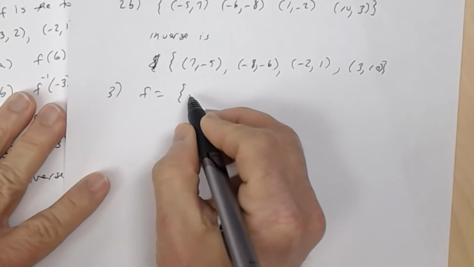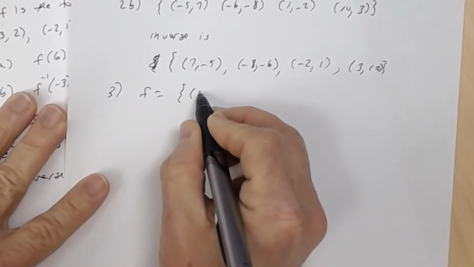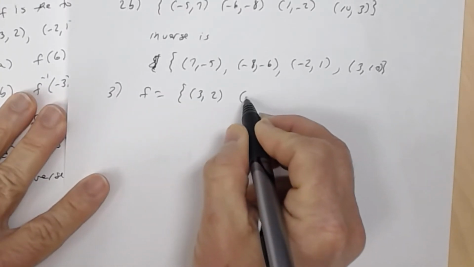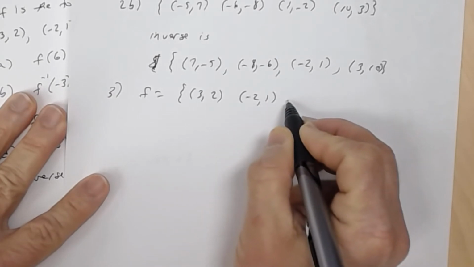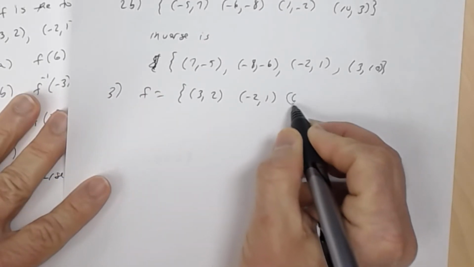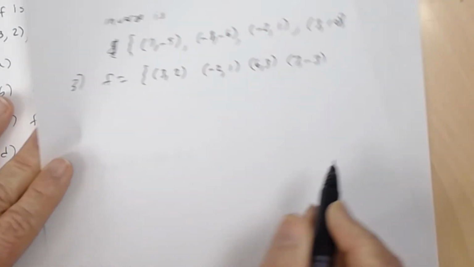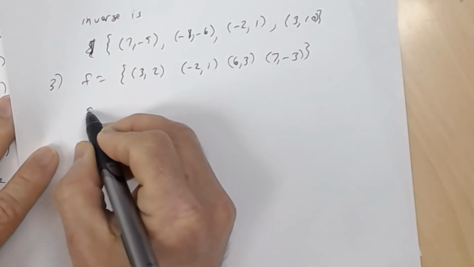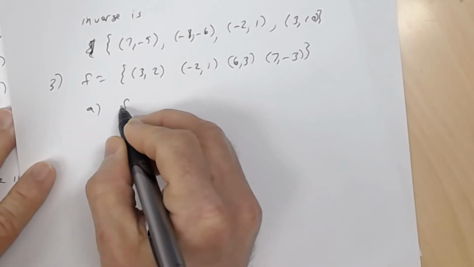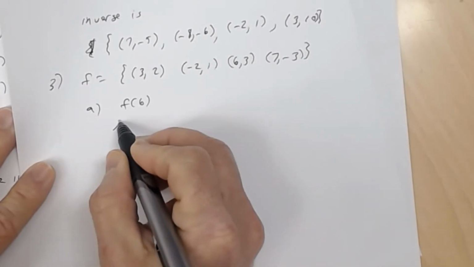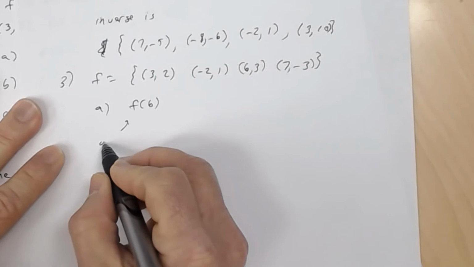It's the relation that has these 4 points: (3, 2), (-2, 1), (6, 3), and (7, -3). All right, so part A is f of 6. Remember what that means: what is the y value when x is 6?